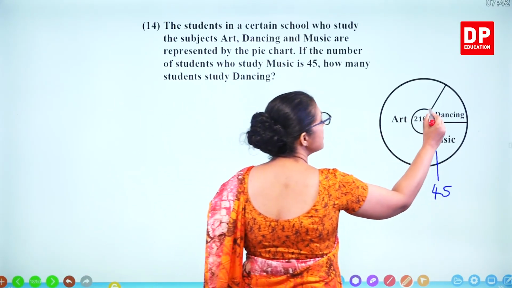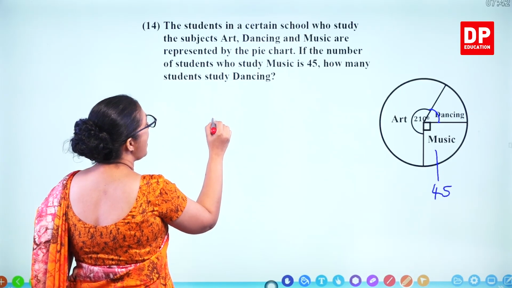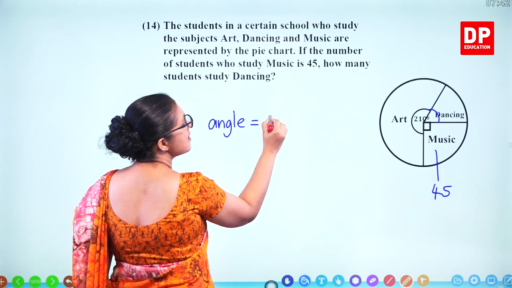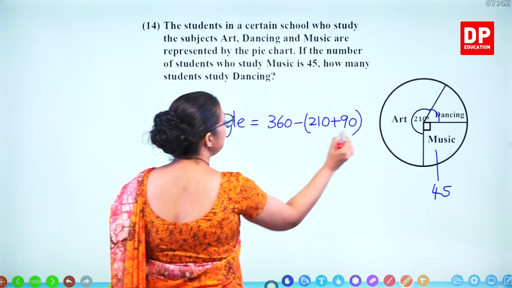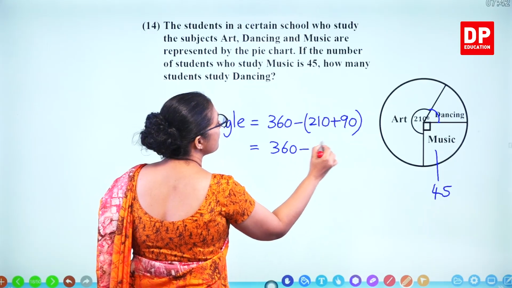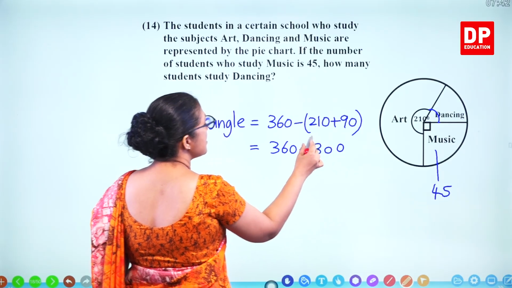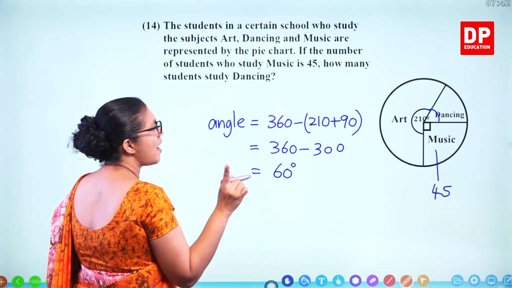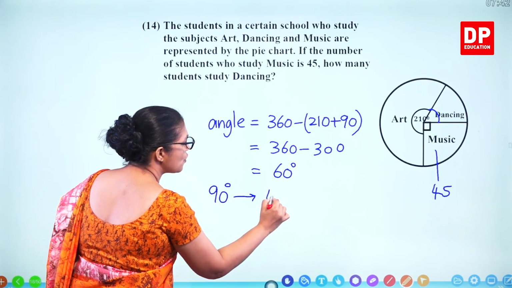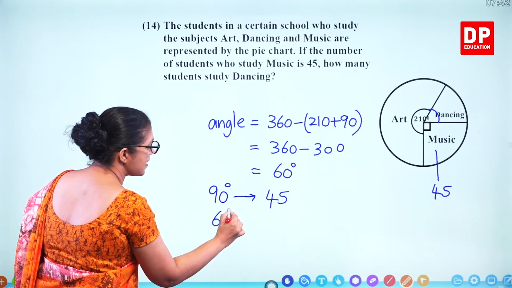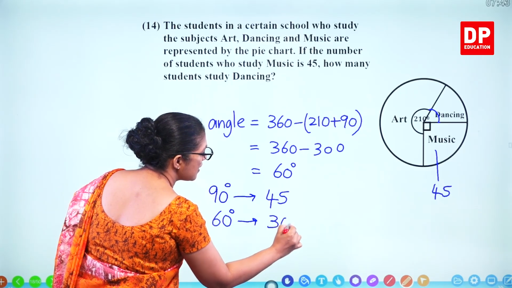First we need to identify this angle. The angle around a point is 360, so the angle for dancing is 360 minus 210 and 90, which gives 60 degrees for dancing. 90 degrees represent 45 students. So what does 60 degrees represent? Straight away you can see this is half of that, so half of 60 you get 30.